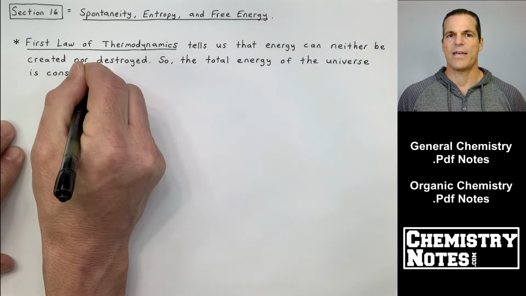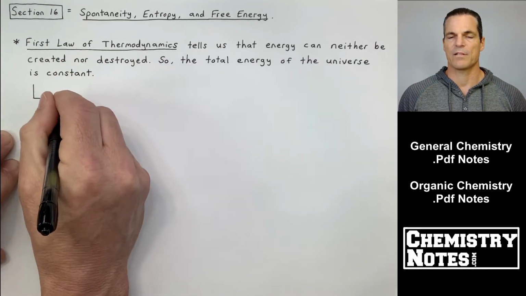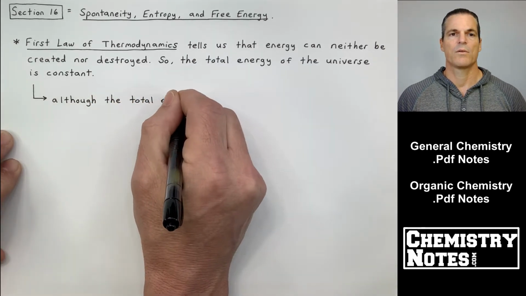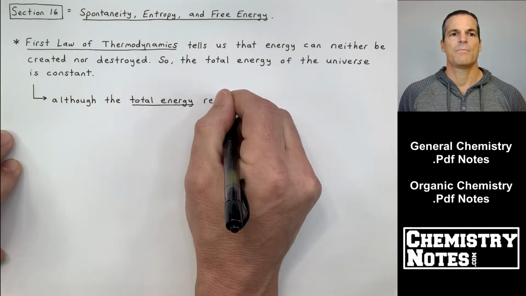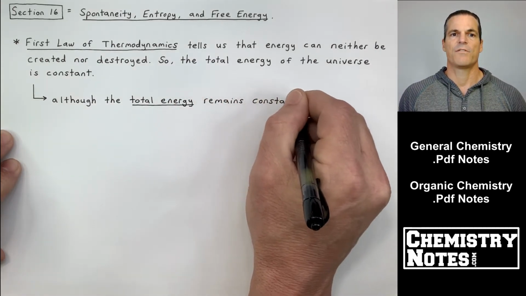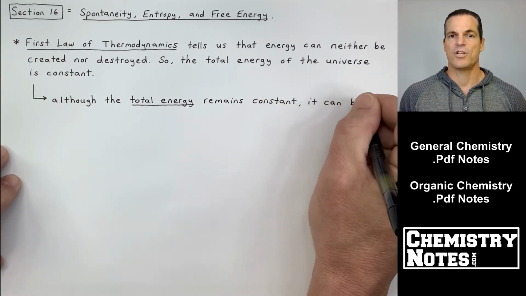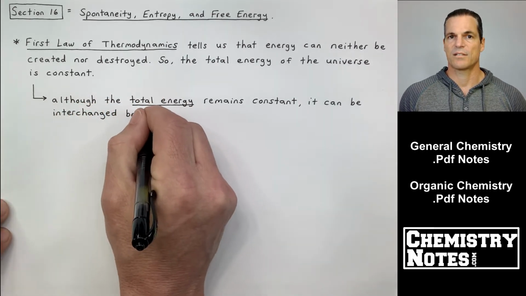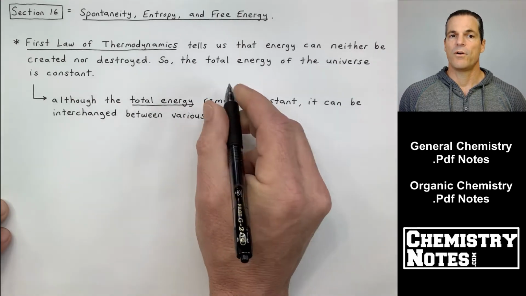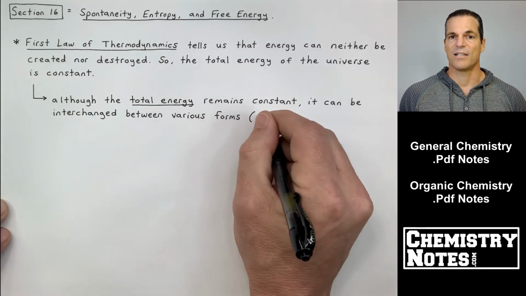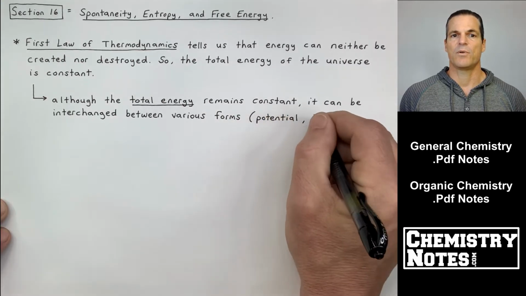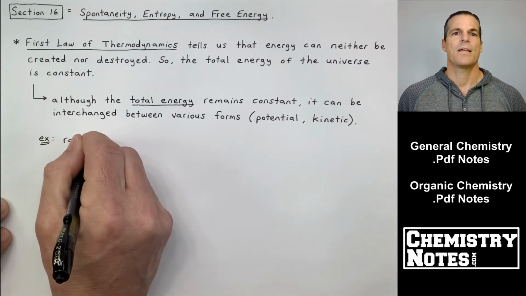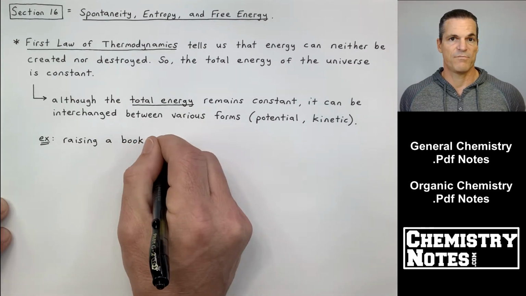I'm going to start off by listing the first law of thermodynamics for you. We've probably seen this earlier, maybe in section 1, when I went over some of the fundamental laws. But let's reiterate it here. The first law of thermodynamics tells us that energy can neither be created nor destroyed. So the total energy of the universe is constant. Although it remains constant, it can be interchanged between various forms, specifically potential energy, or stored energy, and kinetic energy, which is the energy of motion.